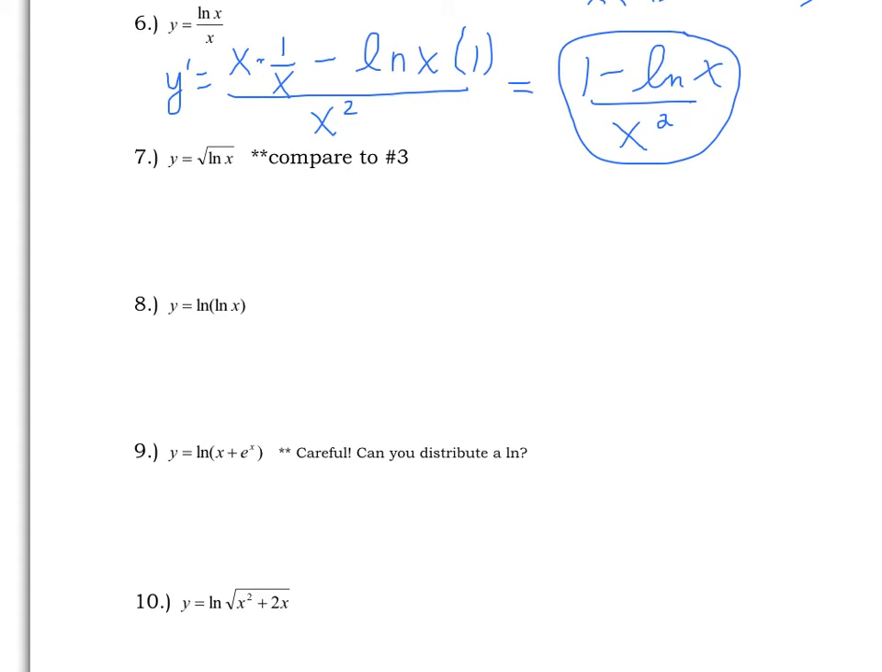Alright, number 7 here, I wanted you to compare it to number 3. Number 3, if you recall, was ln of radical x. So this is different. Back with number 3, we were able to use a log property. But here, this is the same as the natural log of x raised to the 1/2 power.